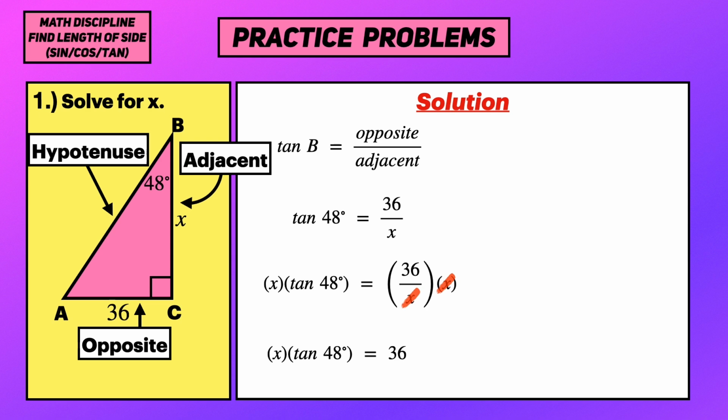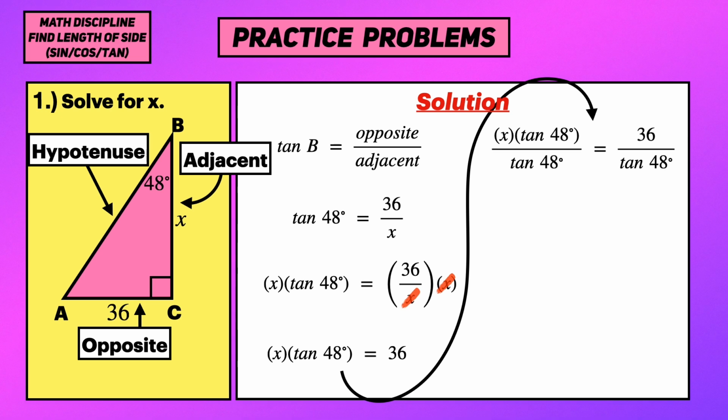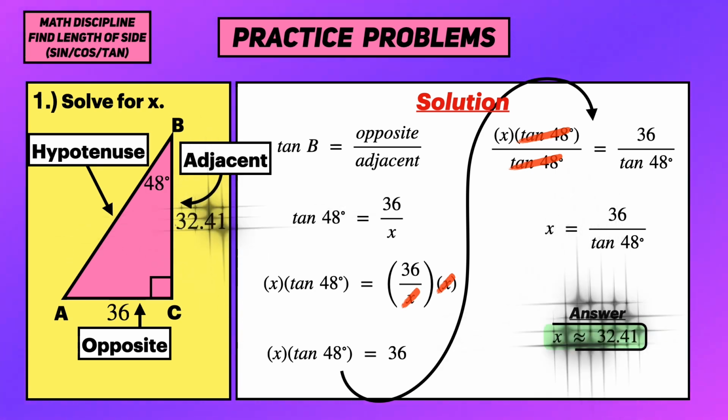We do that by doing the opposite of multiplying by the tangent of 48 degrees, which means we divide both sides of our equation by the tangent of 48 degrees. The tangent of 48 degrees cancels out on the left side of our equation. Now we have x equals 36 divided by the tangent of 48 degrees. Divide 36 by tangent of 48 degrees in your calculator, and rounding our answer to the nearest hundredth, we get x is approximately 32.41.